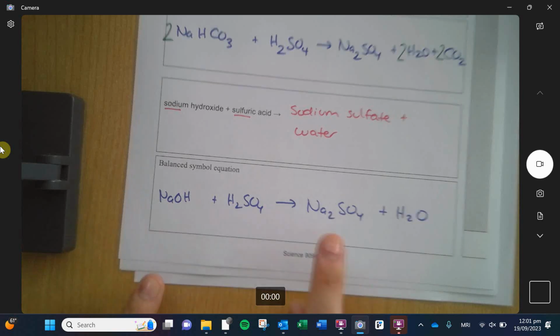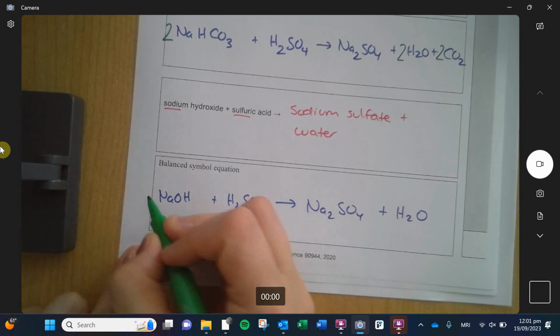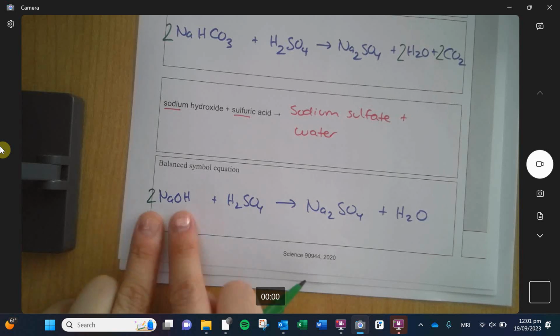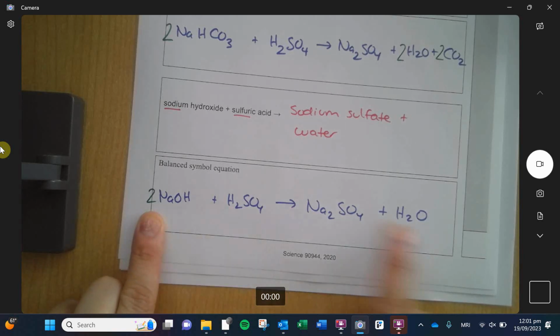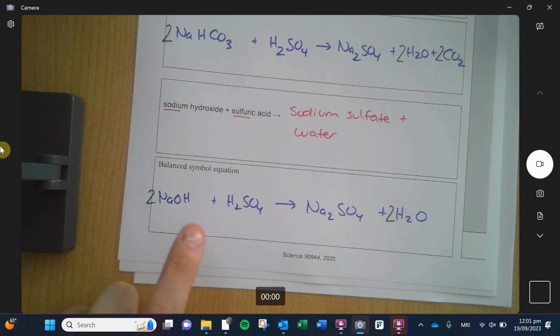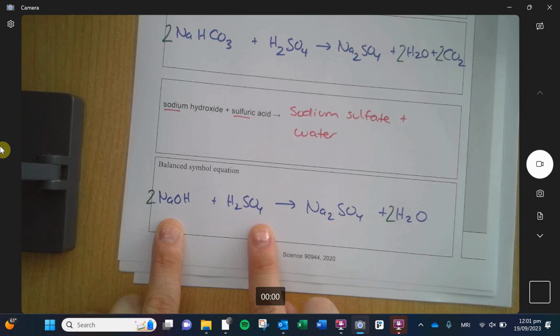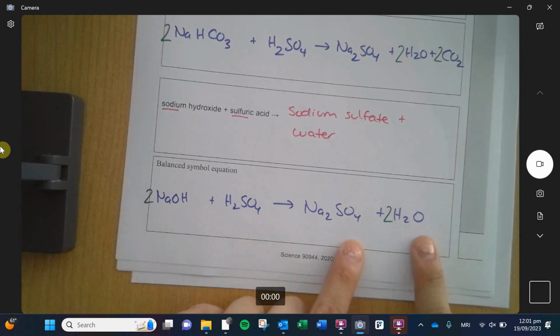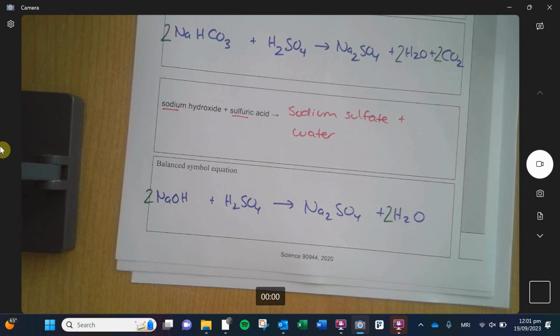about. So 2, 1, 2 in front, and then 2 hydrogens, another 2 hydrogens, only 2 on this side, and that's 4, so 2 in front of there. So now I have 4 hydrogens and 4 hydrogens, and then when I check, I have 1 sulfur, 1 sulfur, 4 oxygens on that side, and, sorry, not 4, 6 oxygens on this side, and 6 oxygens on this side. So that's balanced.